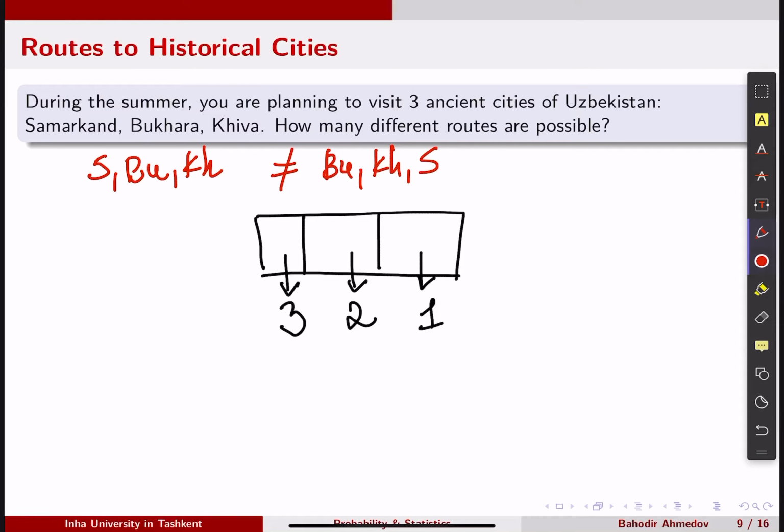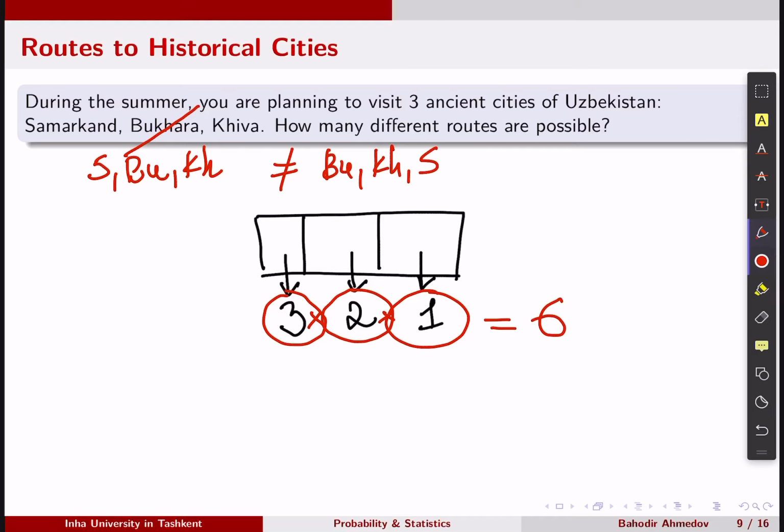Let me explain what it means. In the beginning you can choose any of the 3 cities, right? So that is why you have 3 different options. If you decide to go to Bukhara first, you still have 2 different cases to choose from for the second place, right? 2 cases, and at the end there is only 1 case. So now if you would like to generate the number of different routines, it is just the multiplication of these numbers. In this case it's going to be 6.